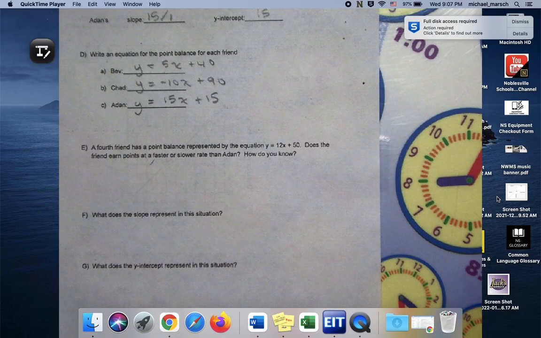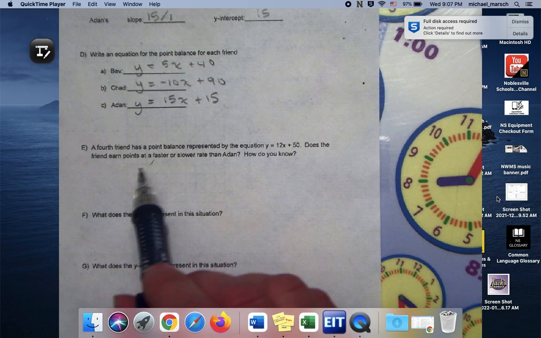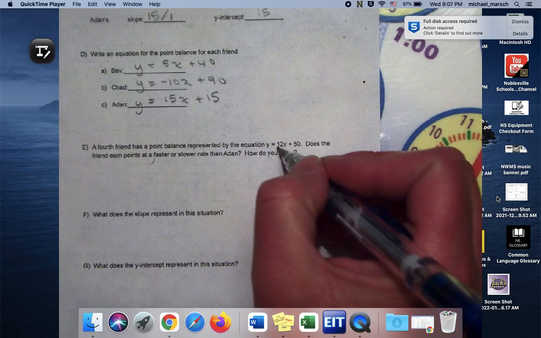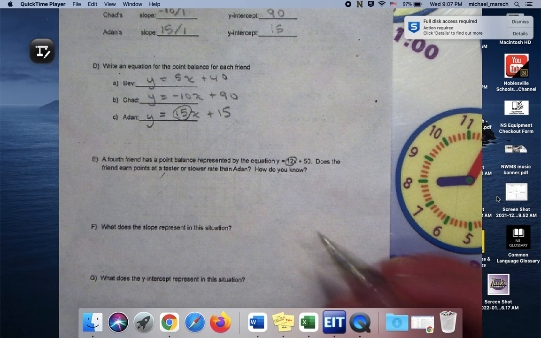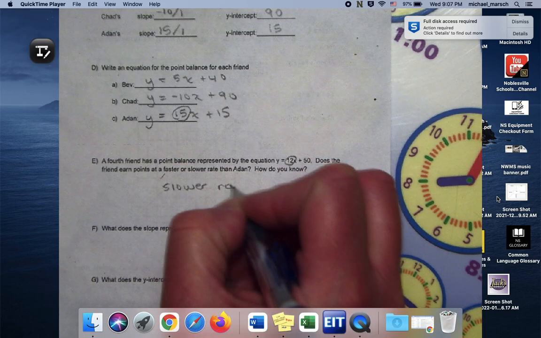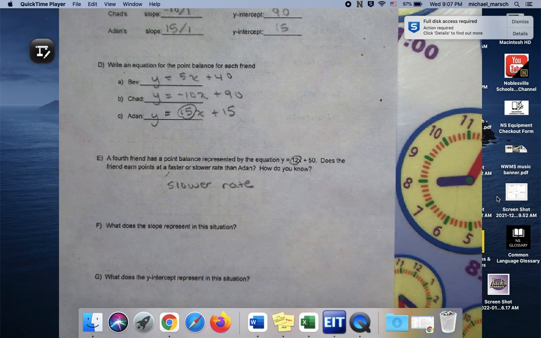A fourth friend has a point balance represented by the equation 12x plus 50. Does the friend earn points at a faster or slower rate than Adan? How do you know? Well, because this 12 is less than Adan's 15, he's earning points at a slower rate. Right? That's what we look at. We look at those slopes there to see who's earning them faster or slower.